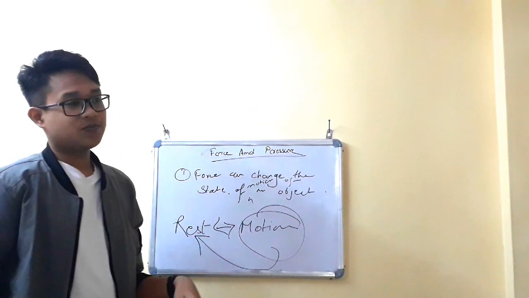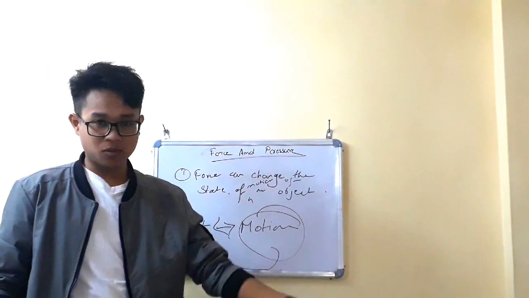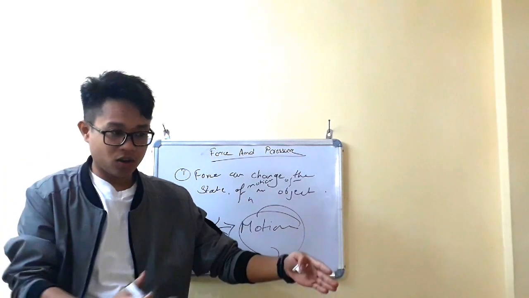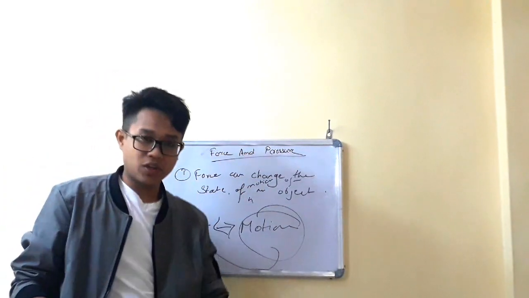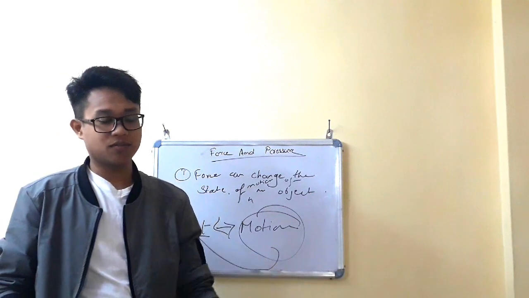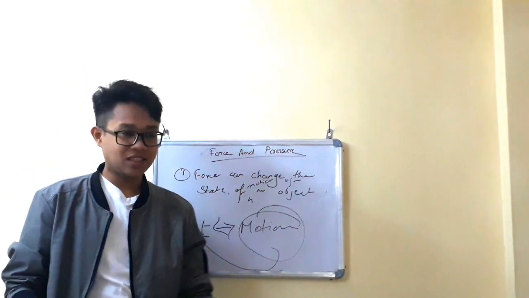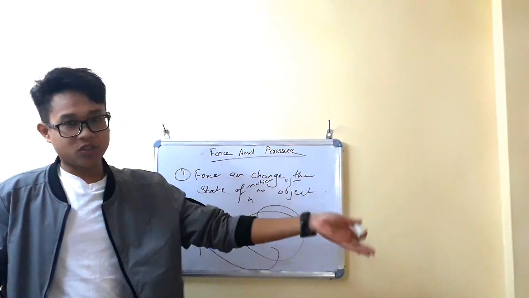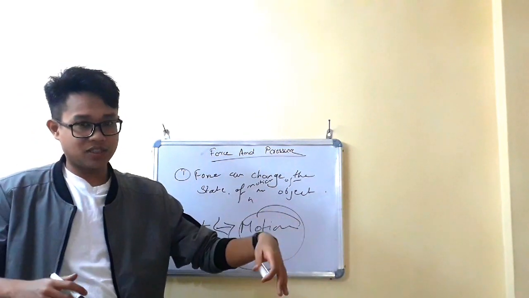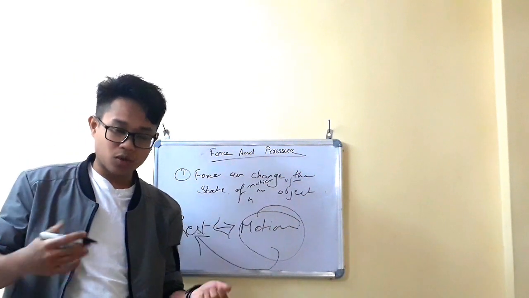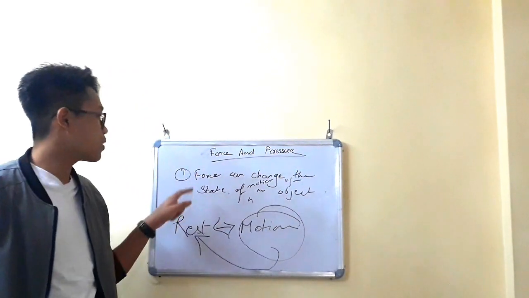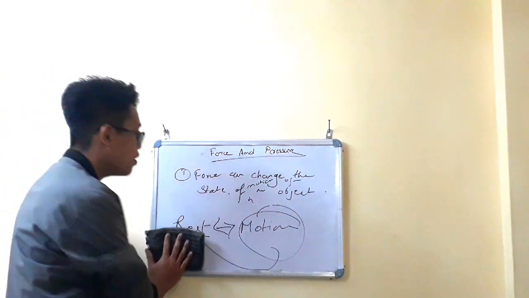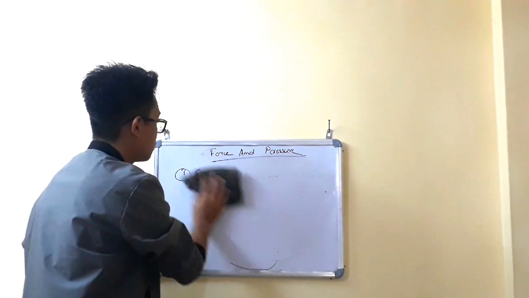Like a ball is moving, we can stop it by applying force. Again, if a ball is at rest and we kick it, it starts to move. Here we are changing the state from rest to motion by applying force. Again, from motion to rest, we are changing its state of motion by applying force. So force can change the state of motion of an object. What else can force do?